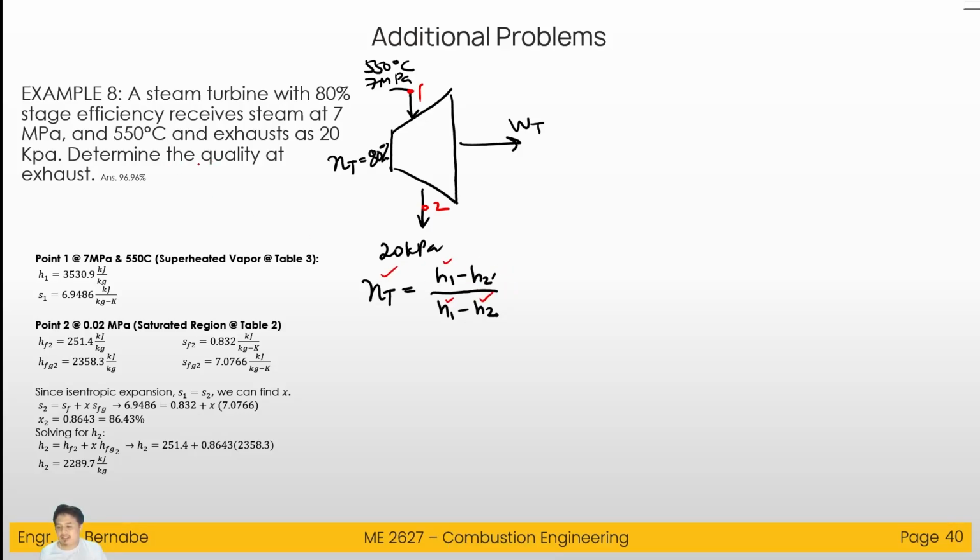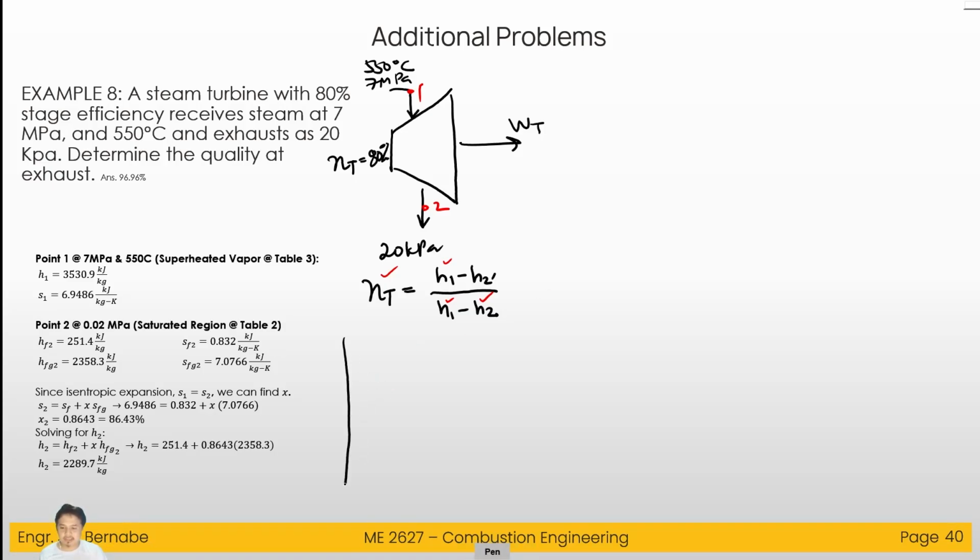And the quality at exhaust, why do we need to use h2 prime? Because we are trying to determine the actual quality instead of this. Actually we have a solution here, it's not quite correct. If the stage efficiency is given, it is automatically understood that you need to find the actual values, the actual quality. So in order to solve for this actual quality, you need to first solve the ideal.